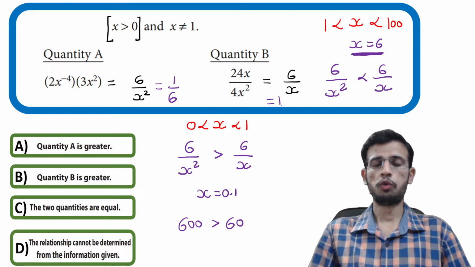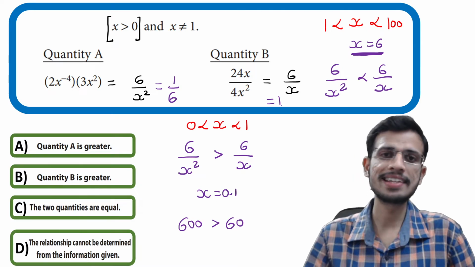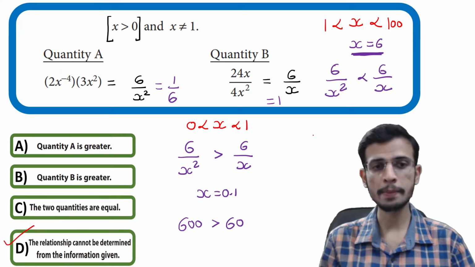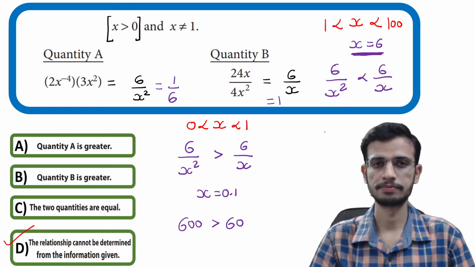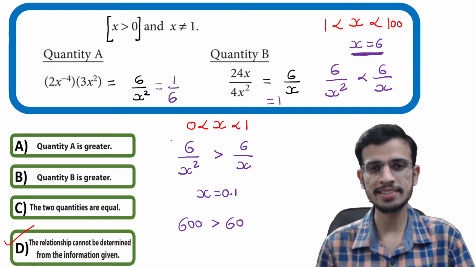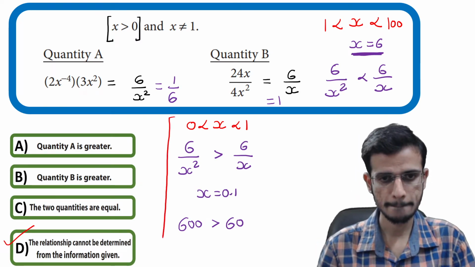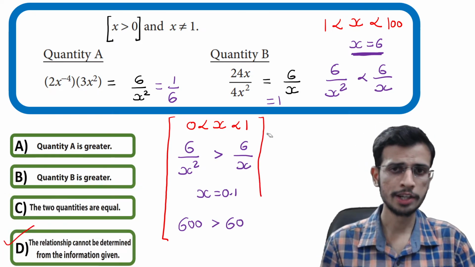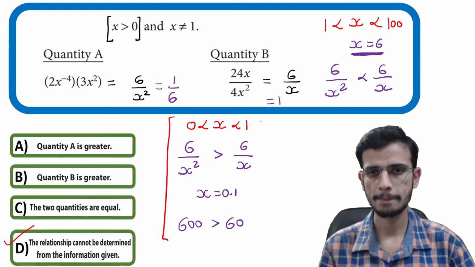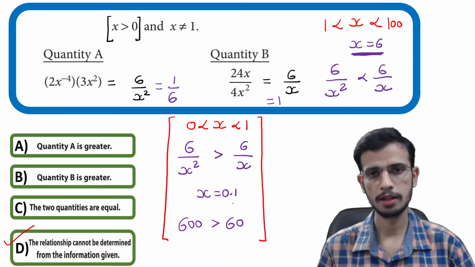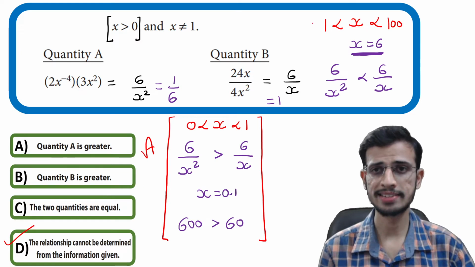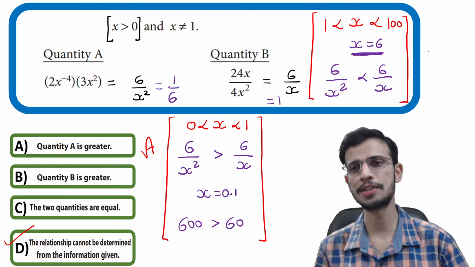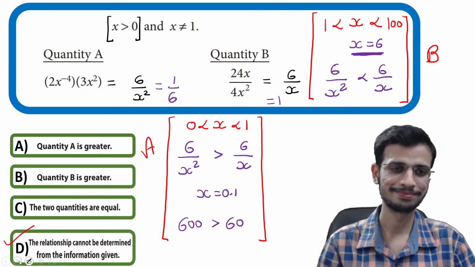So for different values of x, our answer is changing. So we will say option D, the relationship cannot be determined from the information given in the question. If x is in this range, then option A will be correct, and if x is in this range, then option B will be correct. But we can't choose both options. We'll choose option D.